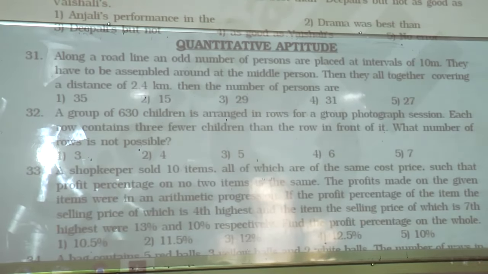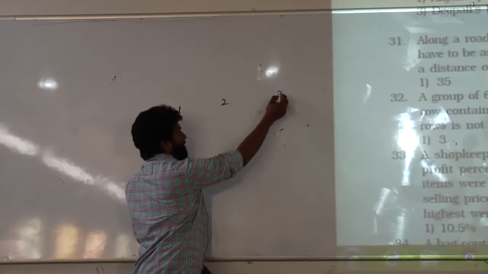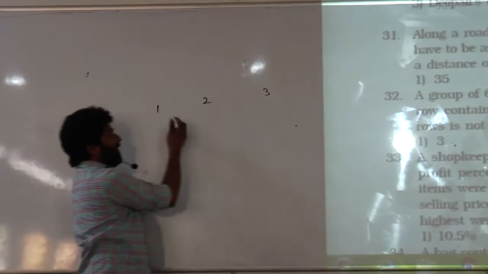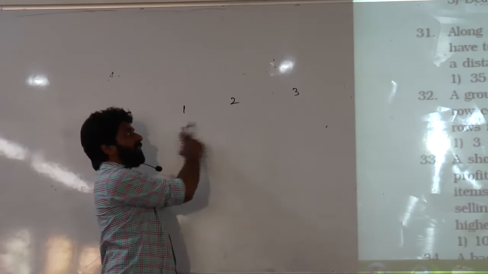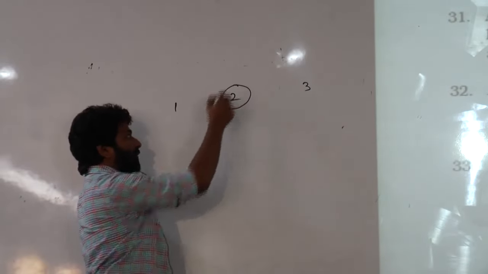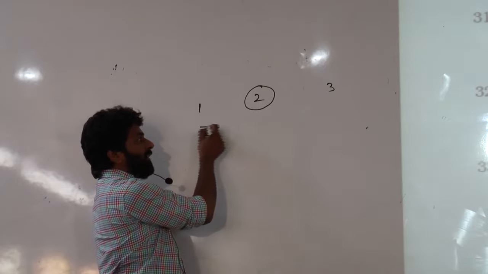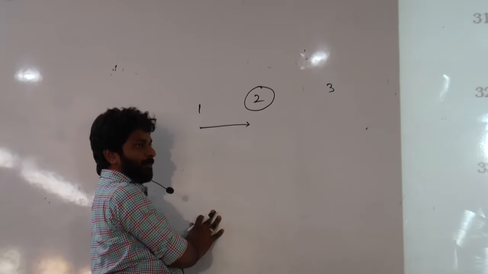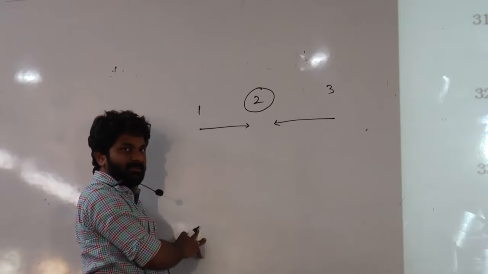Let's say we have 3 persons: first person, second person, third person. The distance between 2 consecutive persons is 10 meters. If we have 3 persons, all 3 need to meet at place 2. So the first person should travel 10 meters here, and the third person should travel 10 meters.